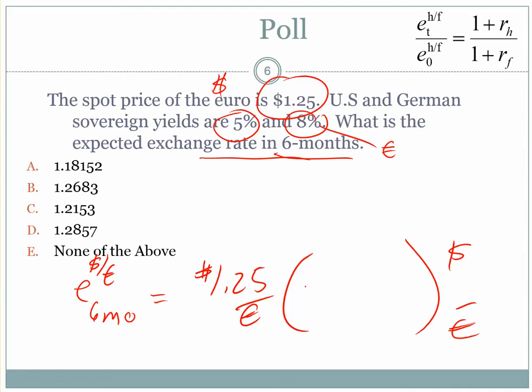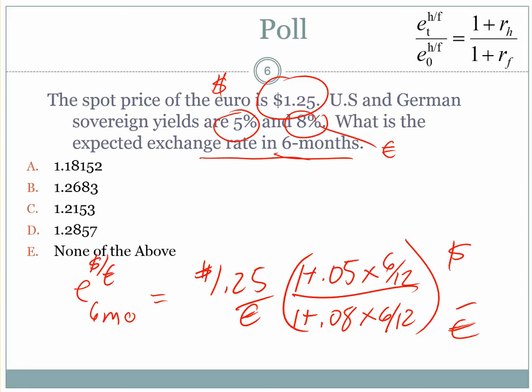So that's going to be 1 plus 0.05 in the US, and for this, since it's 6 months, I'm going to do 6/12 of 5%, and 1 plus 8% and 6/12 of that for a half-year effect. Now that's going to give me an exchange rate of about $1.23. So actually in this case it's none of the above.